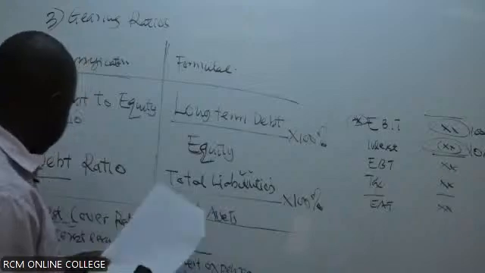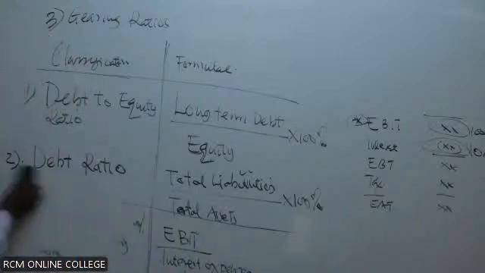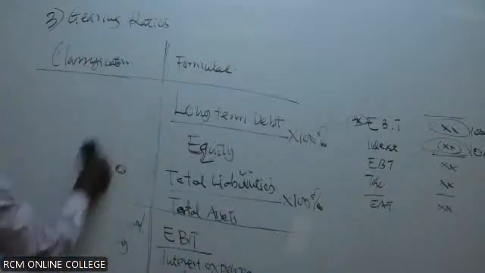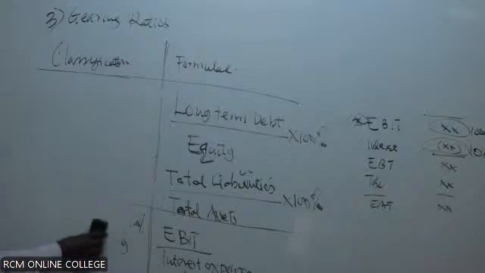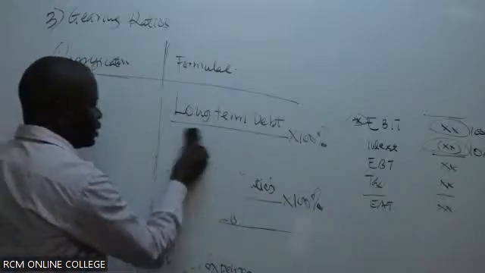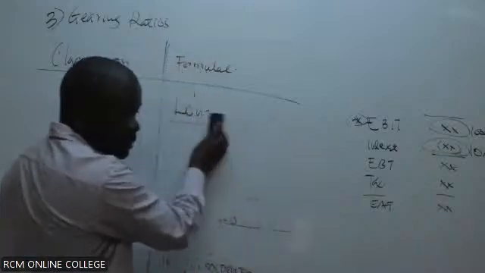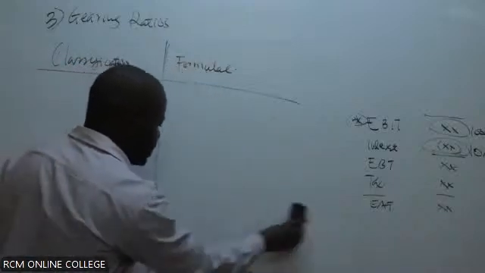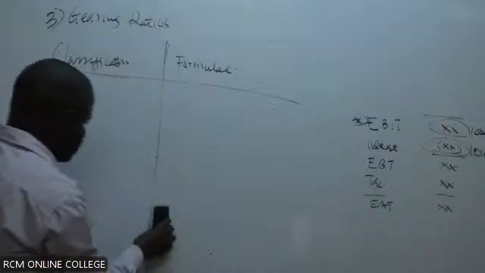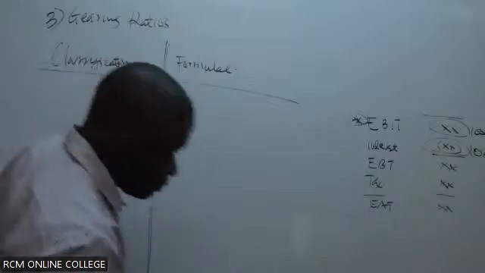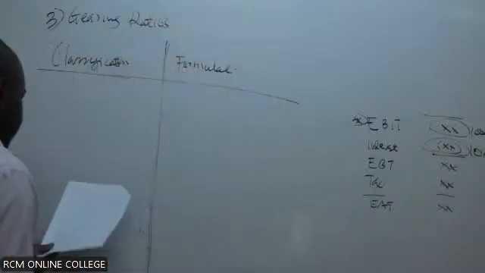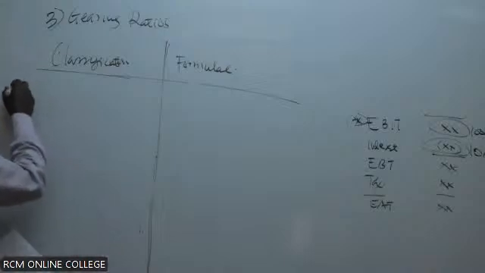So I think we can look at the last one. Number 4, the last one under gearing ratios. So you have in this case the fixed charge ratio. So number 4, fixed charge ratio.